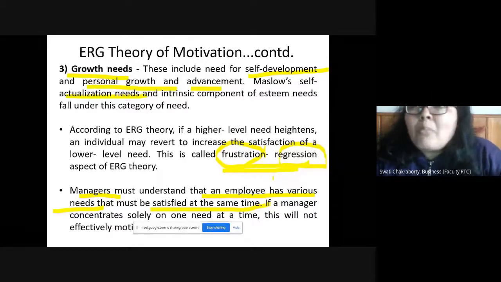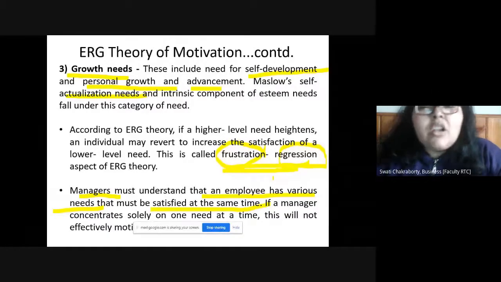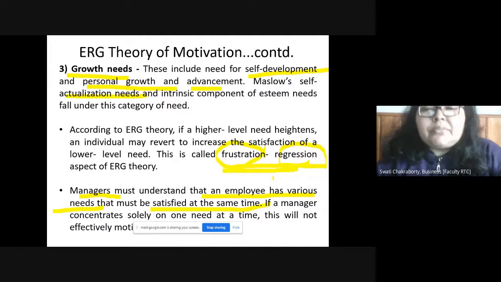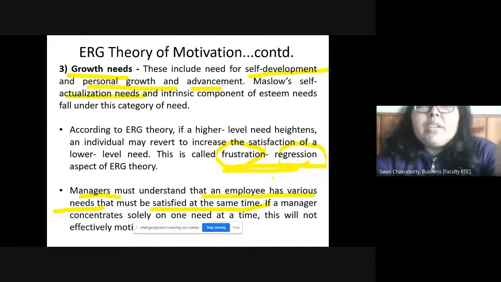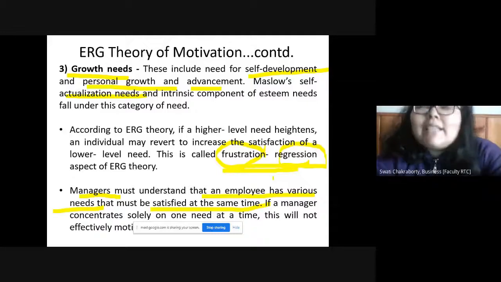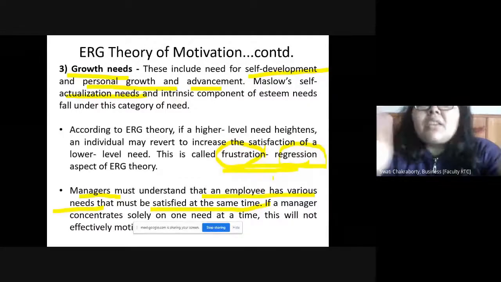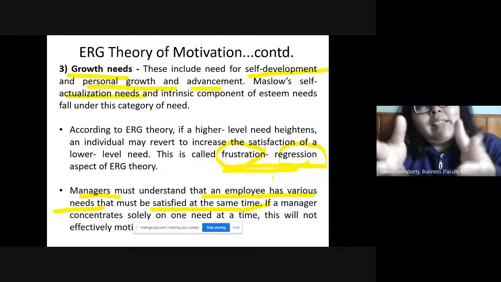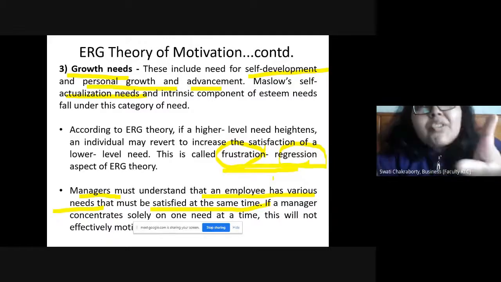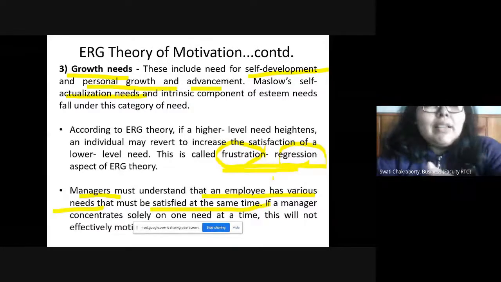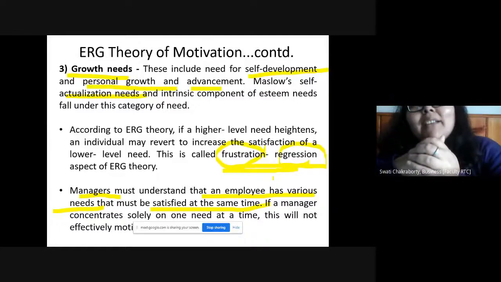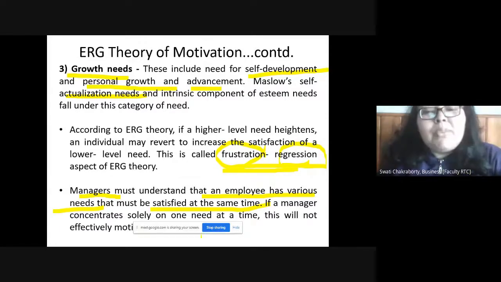So a manager, if you are a successful manager, you have to look after all these needs. If you concentrate as the manager only on one need of the employee, which is as per your convenience, then people are not going to get motivated and your employees are bound to leave the organization. So this is what we have for the ERG theory of motivation.